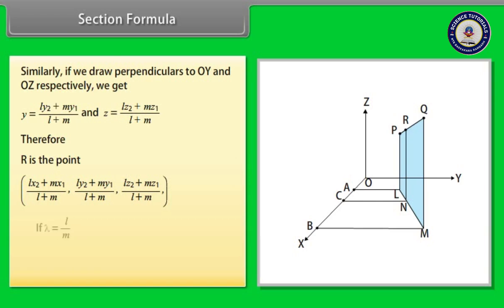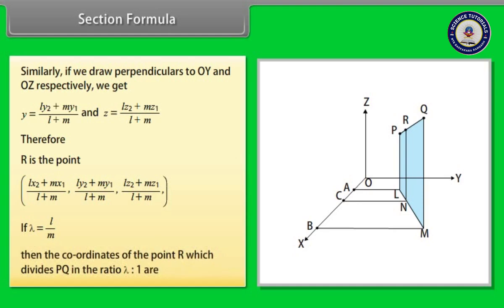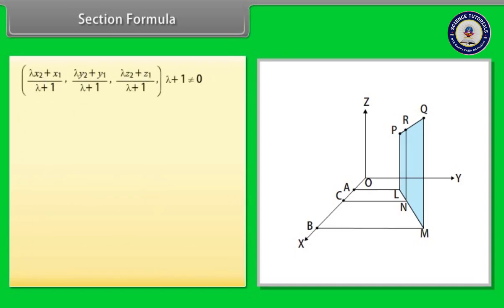If lambda is equal to l by m, then the coordinates of the point R which divides PQ in the ratio lambda to 1 are (lambda x2 plus x1) divided by (lambda plus 1), (lambda y2 plus y1) divided by (lambda plus 1), (lambda z2 plus z1) divided by (lambda plus 1), where lambda plus 1 is not equal to 0.